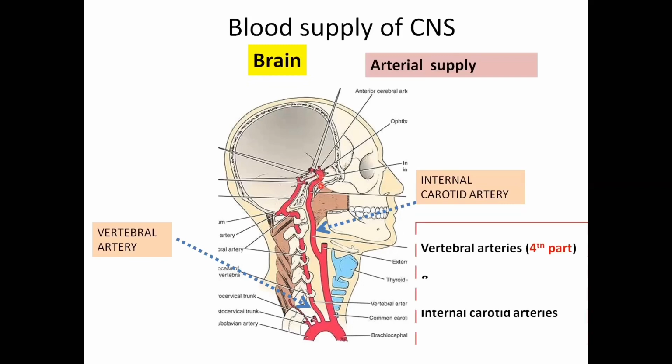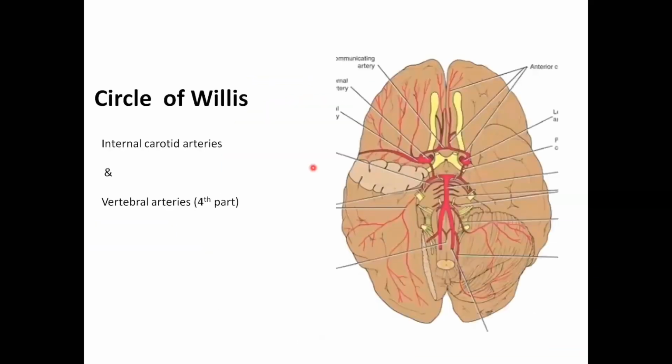So the structures within the cranial cavity are supplied mainly by the fourth part of the vertebral artery and the internal carotid artery. Also remember that the fourth part of the vertebral artery lies in the posterior cranial fossa and the internal carotid artery enters the middle cranial fossa.